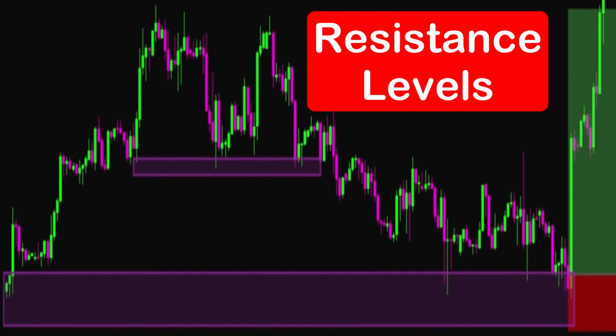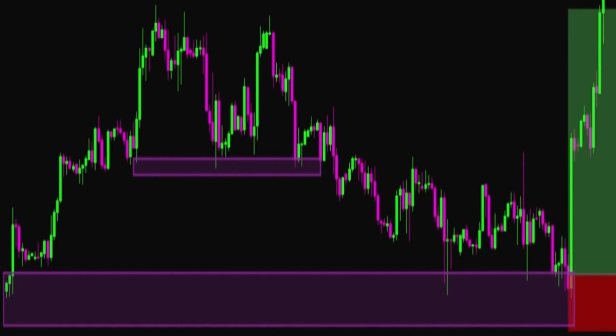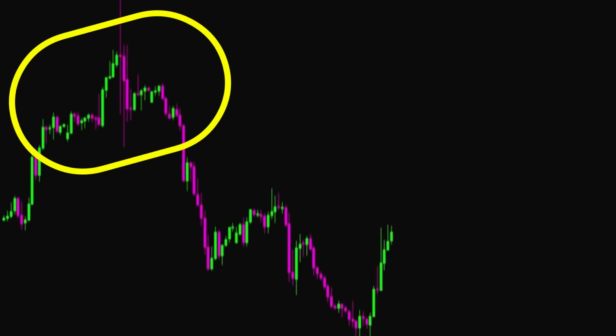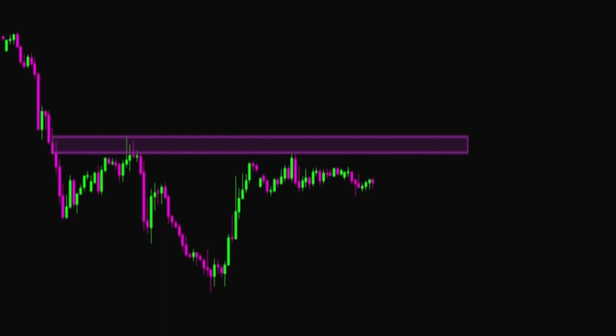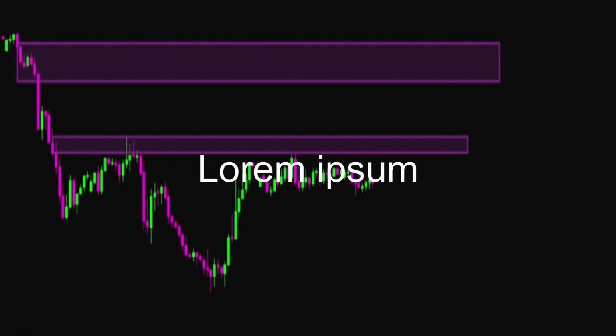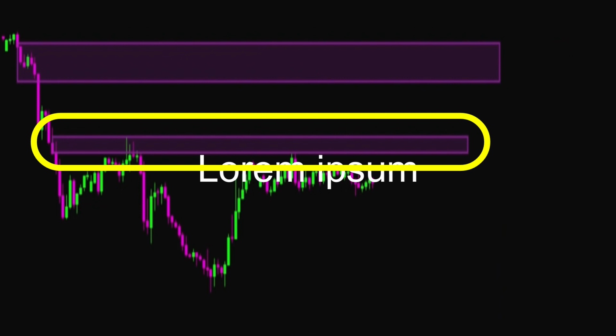The first type is the resistance level. Let us see an example of it. Here we have the pound US dollar chart on the 1 hour time frame. We can see the market making a rally-base-drop pattern here, and then it made a resistance zone as it rejected this zone 2 times. Now the retail traders and the small institutional traders would get induced into the market as they would place their sell limit order at this resistance zone.